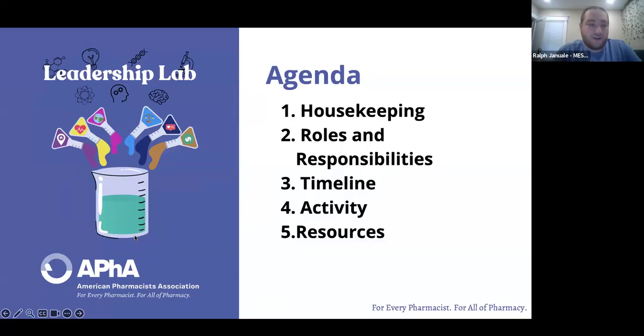So, quick agenda for everything that we have prepared for you guys. We have some housekeeping that we're going to be talking about, roles and responsibilities of the membership VP. We're going to be going over the timeline and important dates for everybody to keep track of. We're going to be doing an activity where we're going to separate you guys into 6 different breakout rooms. And at the very end, we have a bunch of resources for y'all.